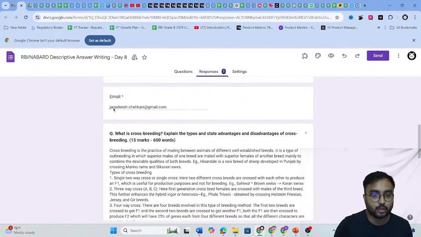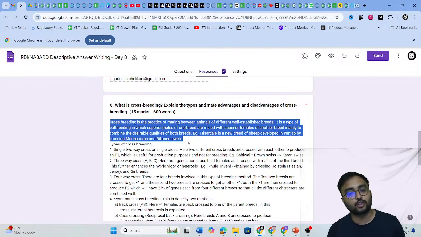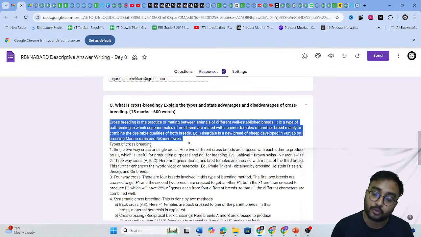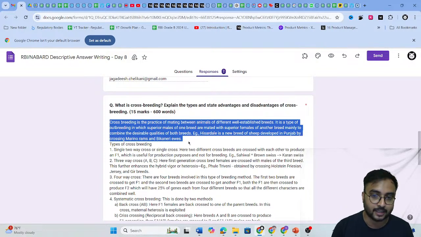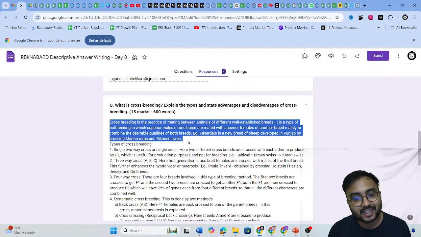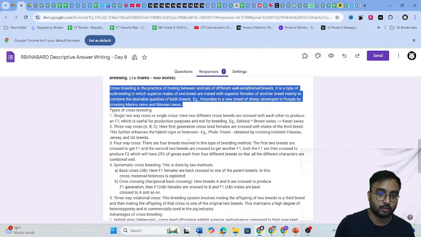So Jagdish's answer, when you are looking at, he has written an introduction like this. Crossbreeding is the practice of mating animals of different well-established breeds. Very good, very simple introduction. In one line only he was able to define. Claps from my side. It is a type of outbreeding where superior males of one breed are mated with the superior females of another breed. Very beautiful. Example, Hisardale is a new breed of sheep developed in Punjab by crossing Merino rams and Bikaneri ewes. Very beautiful introduction.